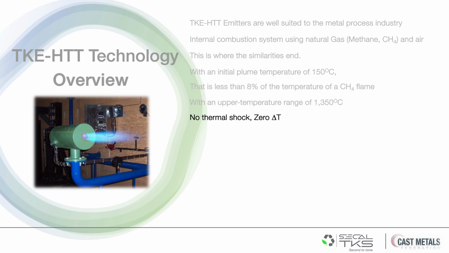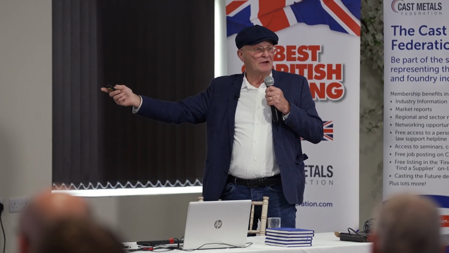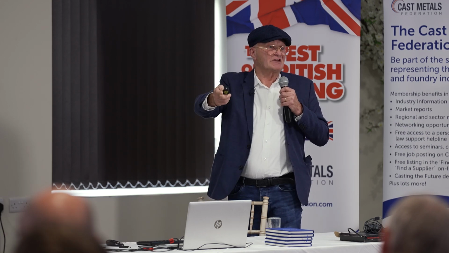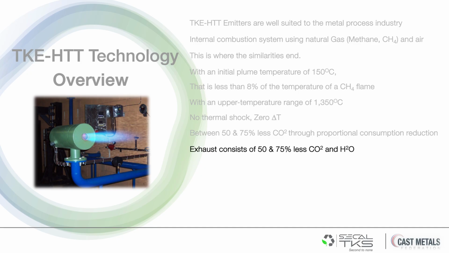There's no thermal shock, zero delta T, as I've explained. Between 50 and 75% less CO2 through proportional consumption reduction. As I explained, taking off a 15 million BTU burner and putting in a 5 gigajoule, a 4.7 million BTU equivalent of kinetics, you're reducing your consumption by 60% before you switch it on. And the other benefit is that the exhaust consists of 50 to 75% less CO2 and H2O. There is zero carbon monoxide. It's virtually a clean burn.